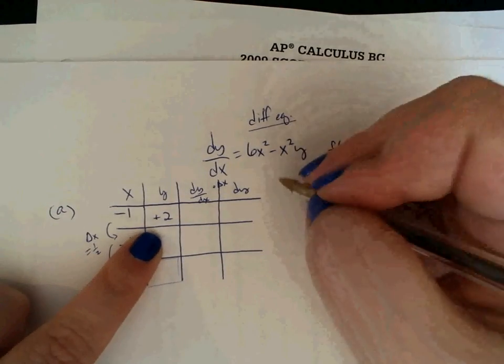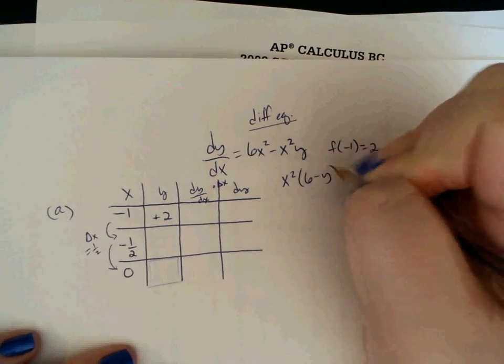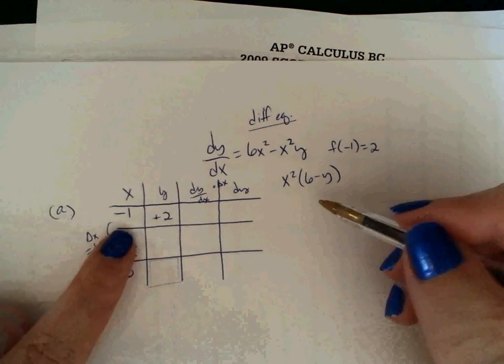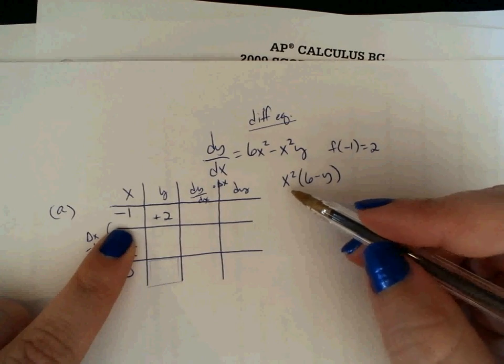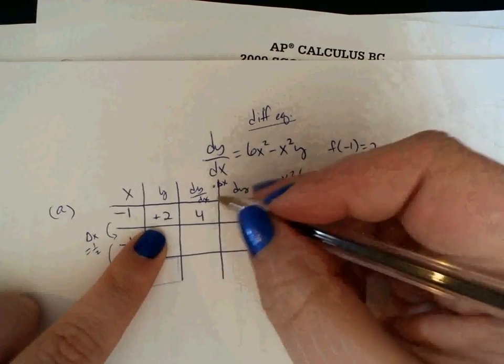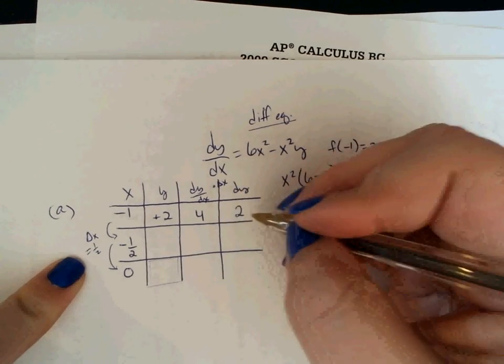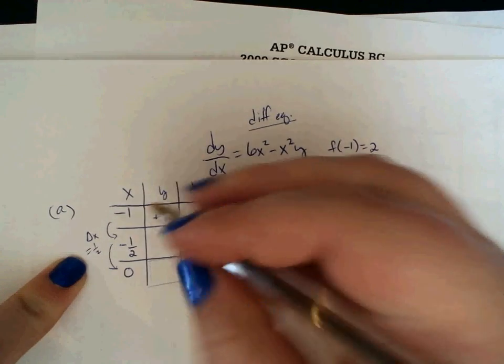I'm a fan of making the derivatives as easy as possible to substitute in, so I'm going to factor out an x squared. Okay, so I'm going to plug in x as -1, that's just 1. And then 6 minus 2, that's 4. Okay, I'm going to multiply that by the change in x, which is 1/2. So that's 2. And then that's the change in y, so we're going to add that to that, so we get 4.